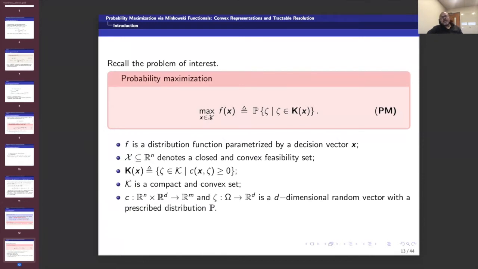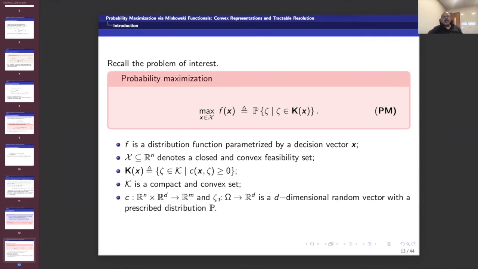I want to remind the audience of the problem that we'll be focusing on. I'll be focusing on the probability maximization problem, where f is a distribution function parameterized by a decision vector x. X script is a closed and convex set. And I'm going to be defining k of x, which is what zeta has to lie in, as the set of zeta that lie in K script such that c of x, zeta is non-negative.